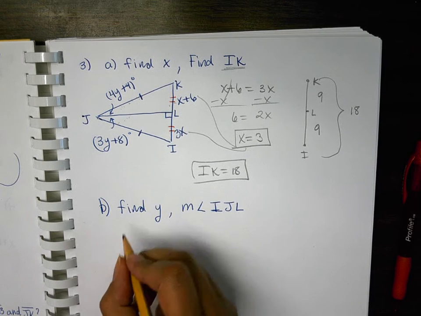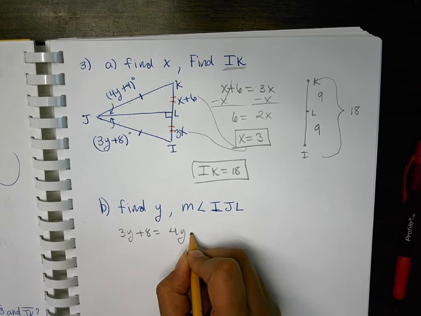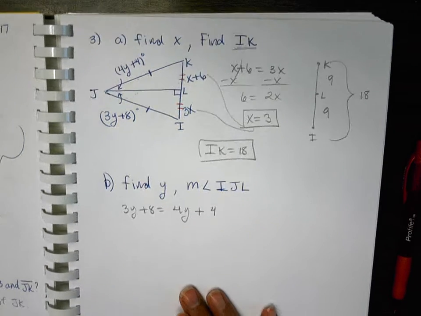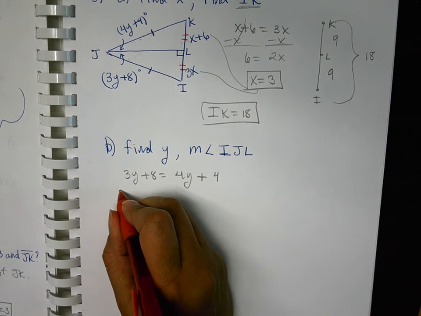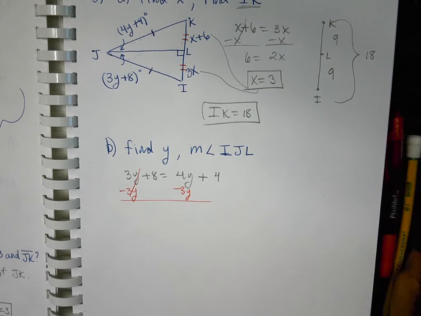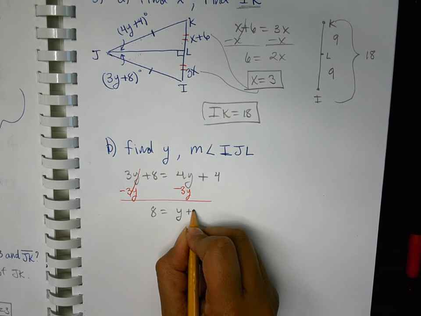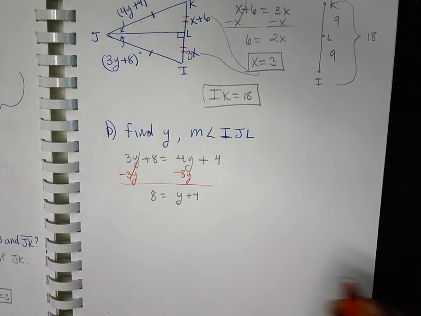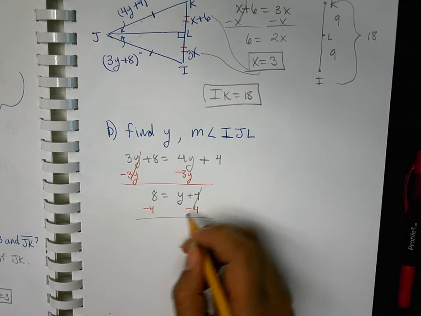So what do we have? 3y plus 8 equals what? 4y plus 4. So hurry up and solve that. 3y plus 8 equals 4y plus 4. How do I finish this step? Subtract 4 on both sides. Thank you. Subtract 4, and that gives me y equals 4.